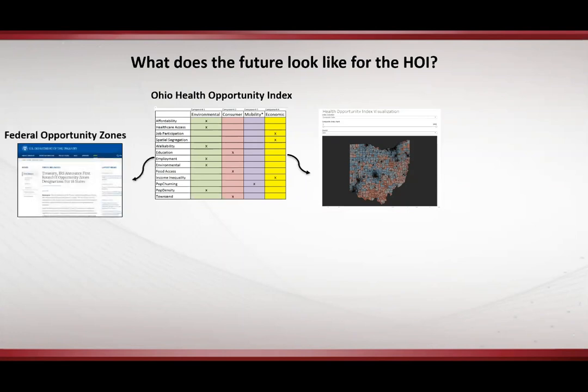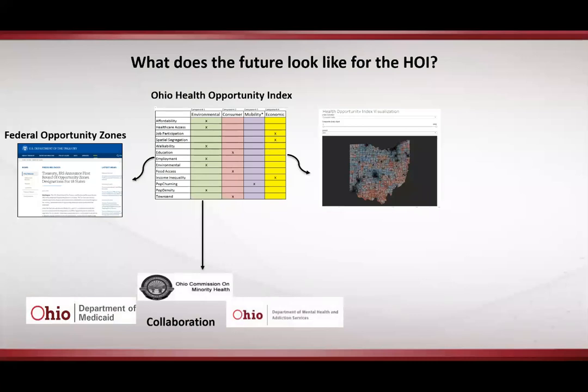The other thing we want to be able to do is to help this inform what's going on in terms of those federal opportunity zones. So our governor has really talked about the importance and the opportunities of federal opportunity zones. We believe this too can actually help inform what happens with that process.